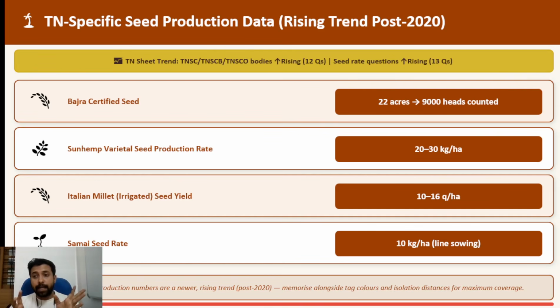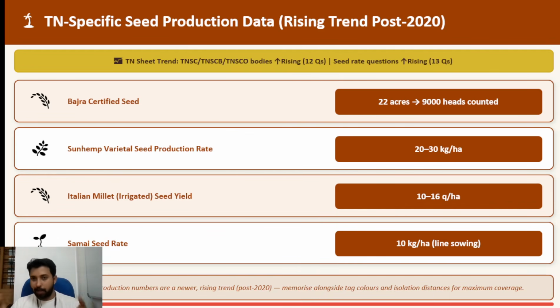Production data is the amount of that particular produce. For example, paddy production is this much, that means this much tons of paddy was produced in Tamil Nadu state. That doesn't mean that whole thing is seed. That is for consumption purpose also. Clear? So how much amount of seed is produced for each crop, that is important.